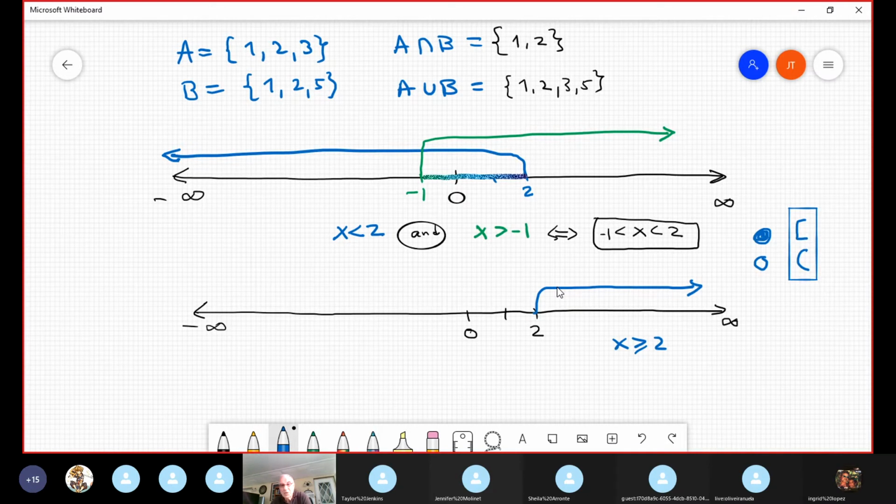Suppose equal, okay, bracket. And suppose that we have another interval in green color, which is from -1 again, but in the opposite direction, like that.